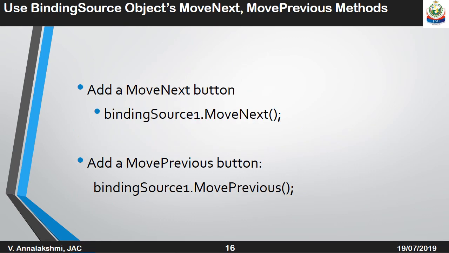Use the BindingSource object's MoveNext and MovePrevious methods. Add a MoveNext button using the command BindingSourceName.MoveNext. Then add a MovePrevious button using the command BindingSourceName.MovePrevious.